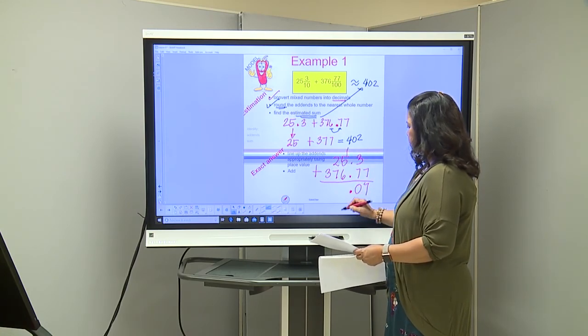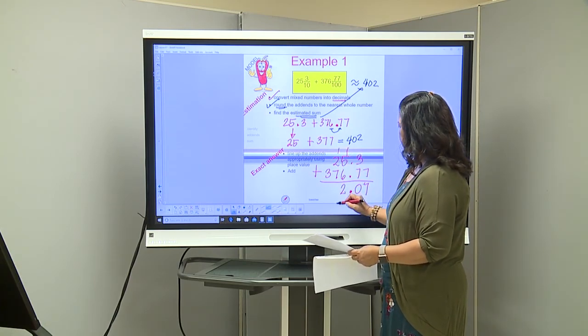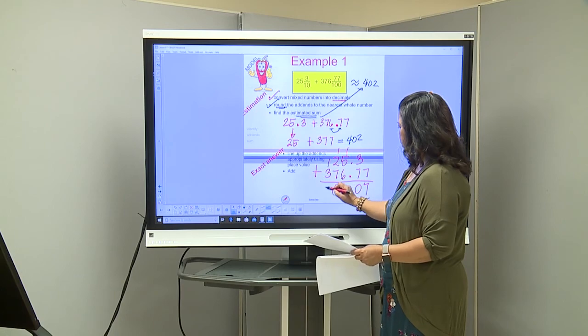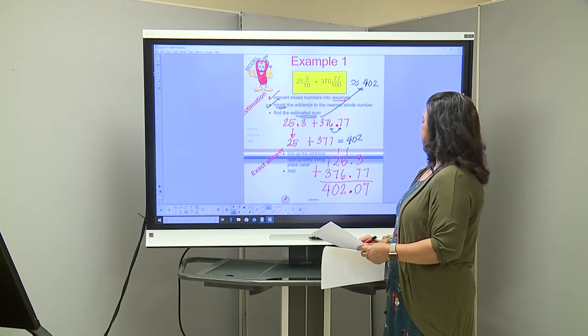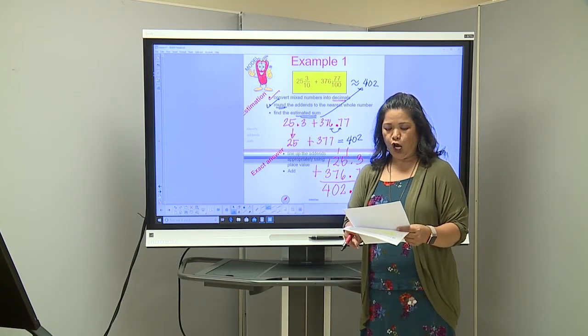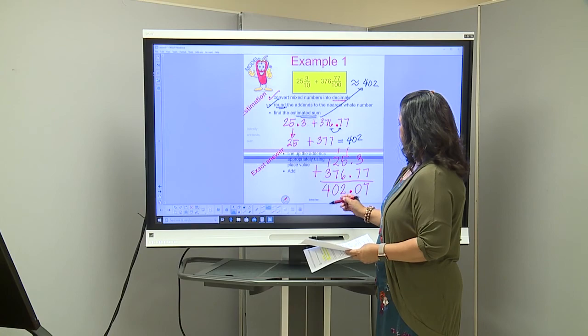Don't forget your decimal point right there. You have 12, carry 1. You get 10, carry 1. And your exact answer is 402 and 7 hundredths. Okay, so there's your actual answer.